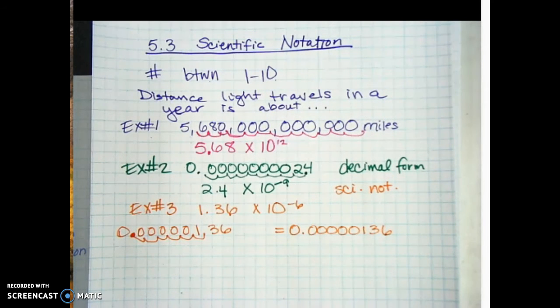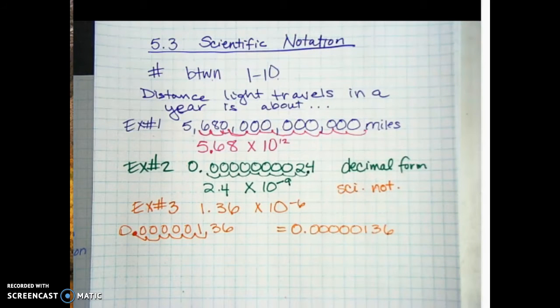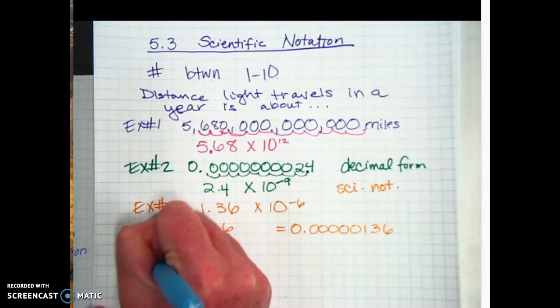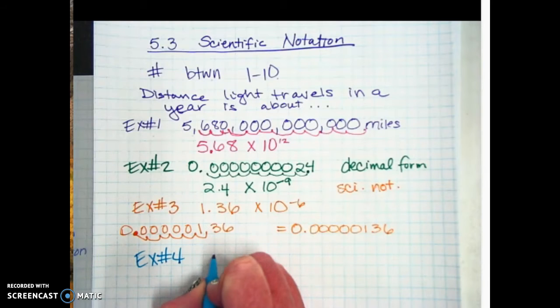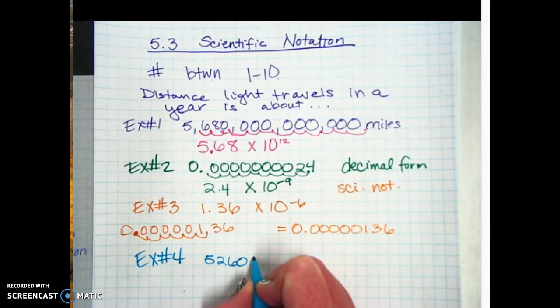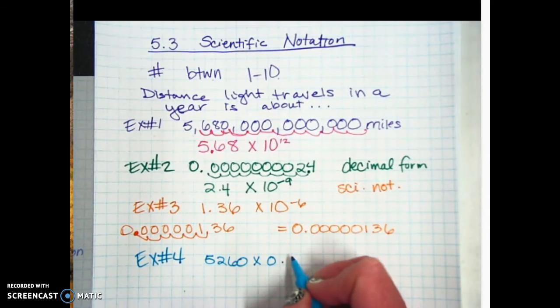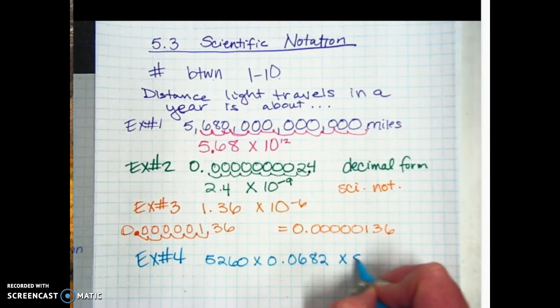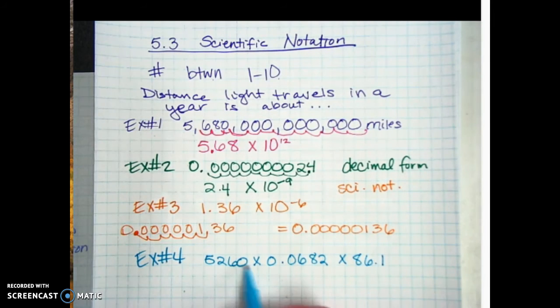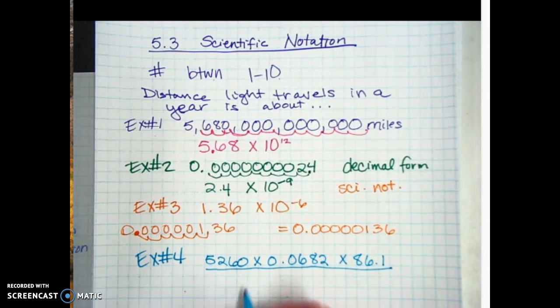Okay. Any questions on that? All right. So going in both of these directions should be fairly easy for you. Let's look at one where they ask you to simplify by multiplying and or dividing. Okay, so 5,260 times 0.0682 times 86.1 divided by 0.420.